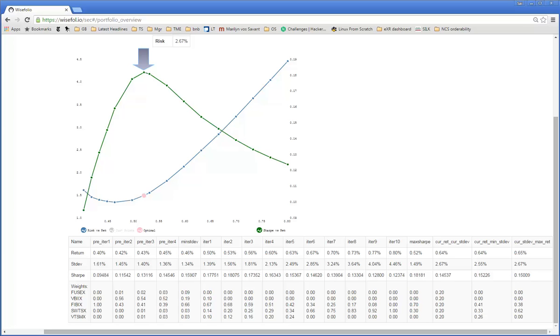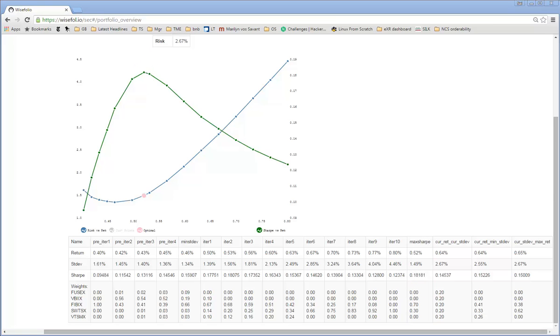You can technically get a higher return or get a lower standard deviation, but you'll never get a better risk-adjusted return than what you're getting at the max Sharpe point. And in our case, at the max Sharpe point, the return is 0.52% and the risk is 1.49%.